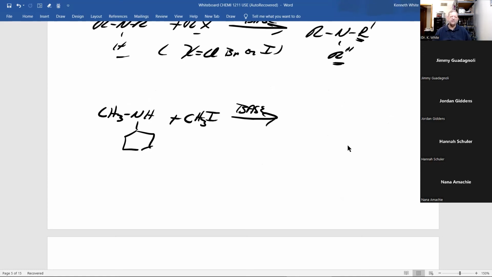And it's your turn to do something. Give the organic product or products for the following reaction. By the way, that's not a benzene ring, it's cyclohexane.